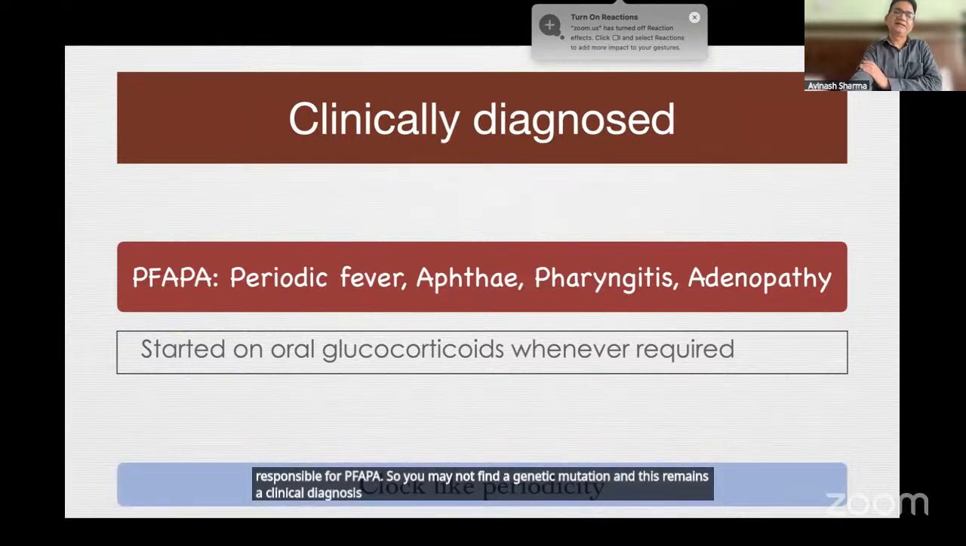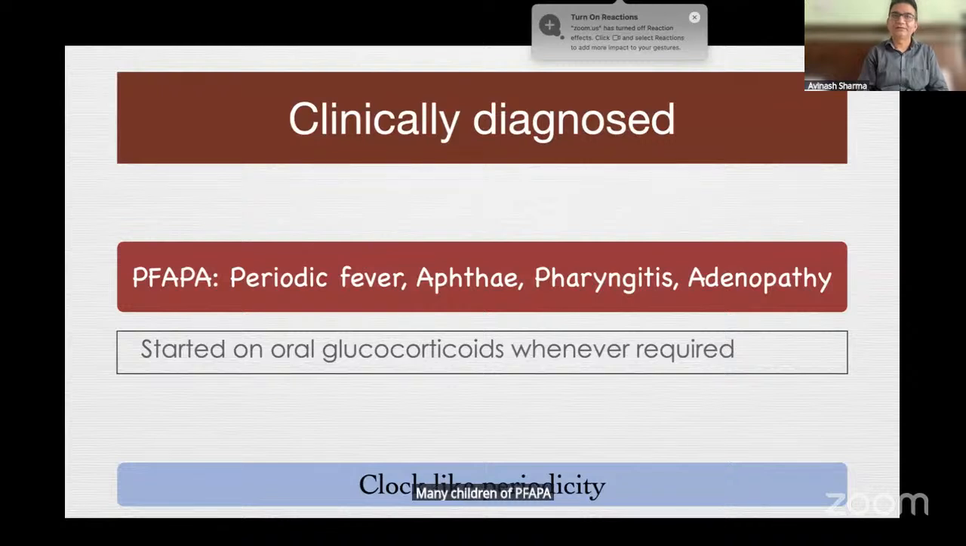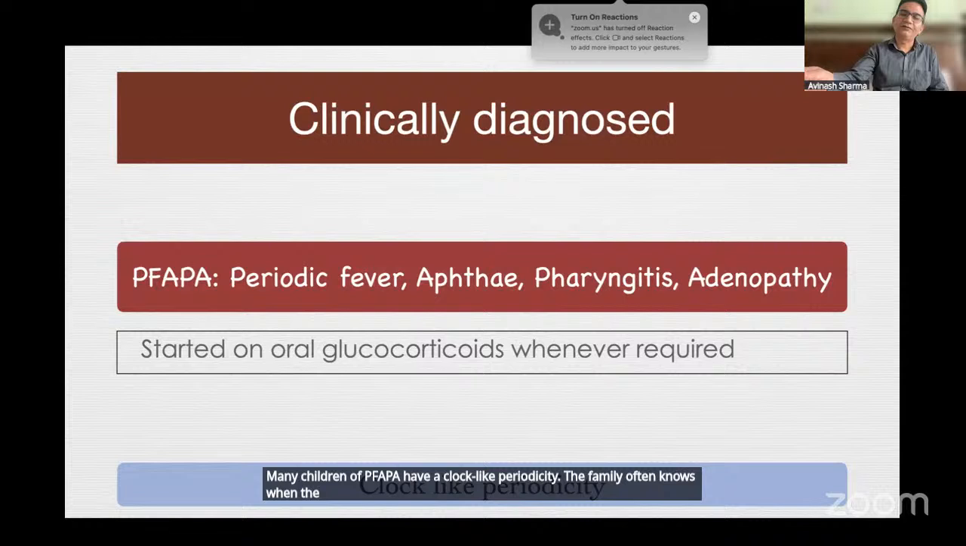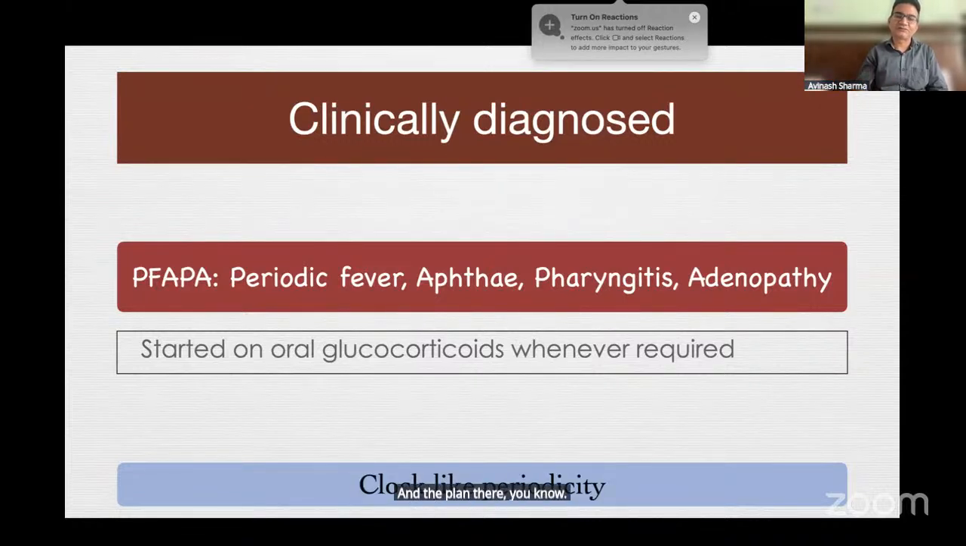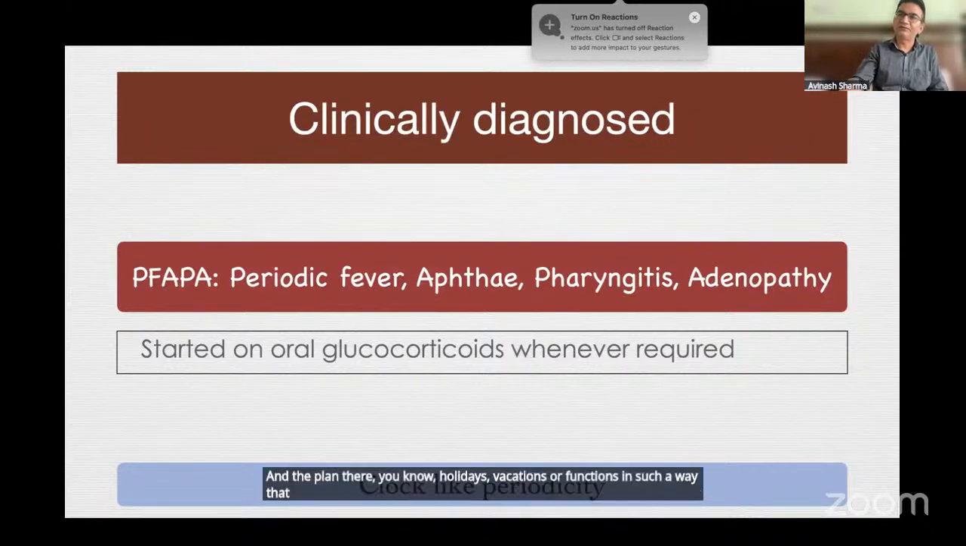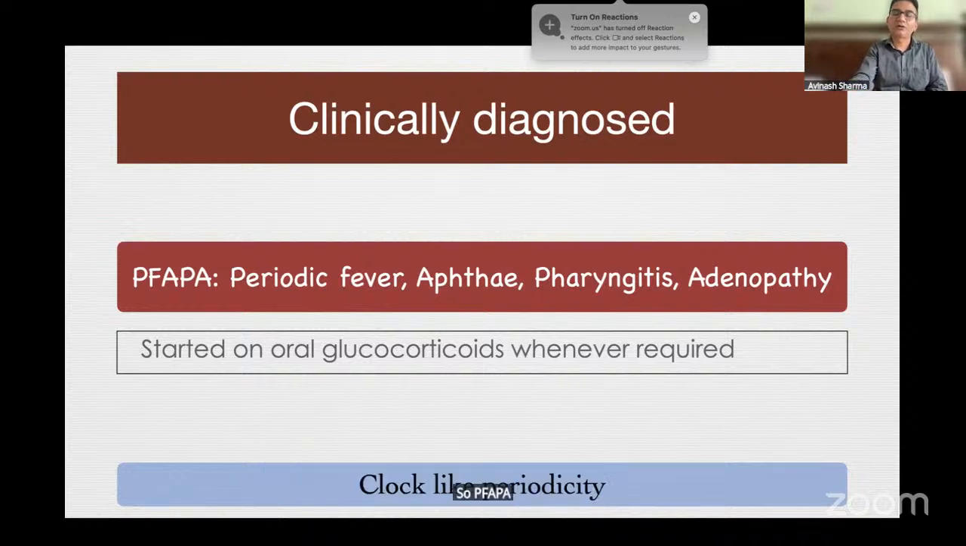Very interestingly, many children with PFAPA have a clock-like periodicity. The family often knows when the child would have fever again, and they plan their holidays, vacations, or functions in such a way as to accommodate that fever period. So PFAPA is said to have a clock-like periodicity.